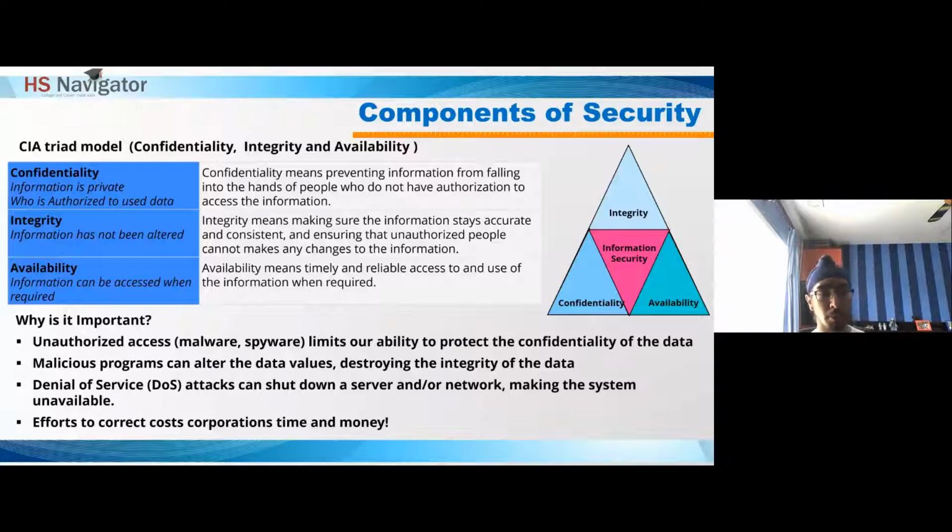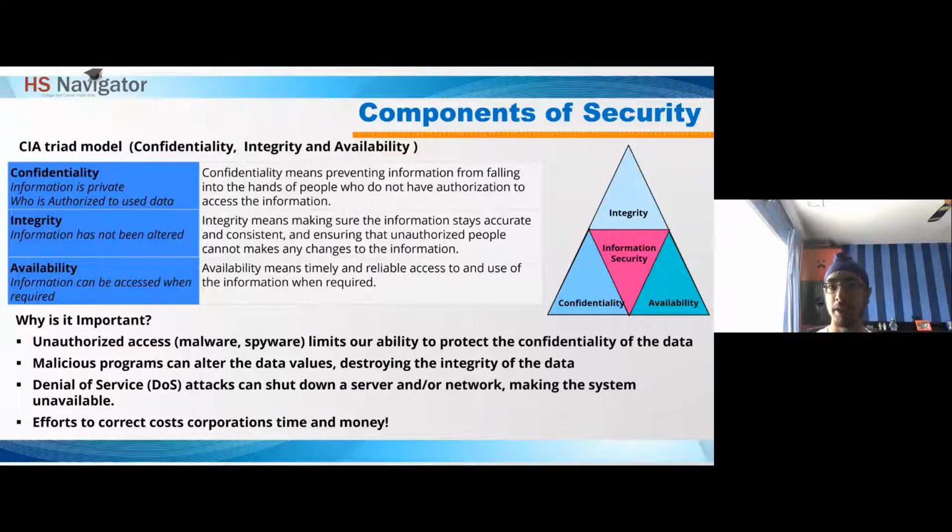And why is this stuff important? So stuff like unauthorized access, like malware, spyware, viruses, that limits our ability to protect the confidentiality of our data. So that means people can take our data and post it on the public internet and give it into the hands of people who shouldn't have that information. Malicious programs can go onto your computer and alter data values and alter passwords and alter information about people that can destroy the integrity of our data.